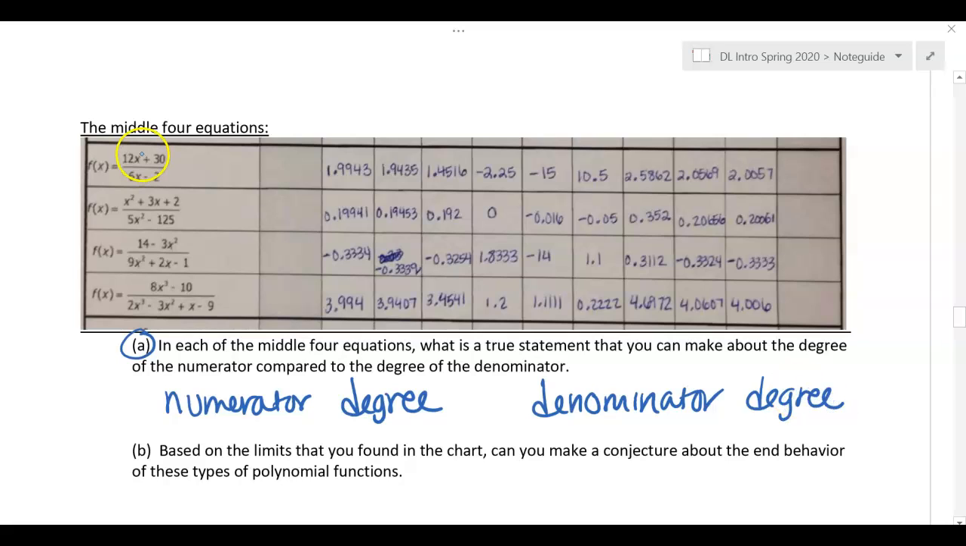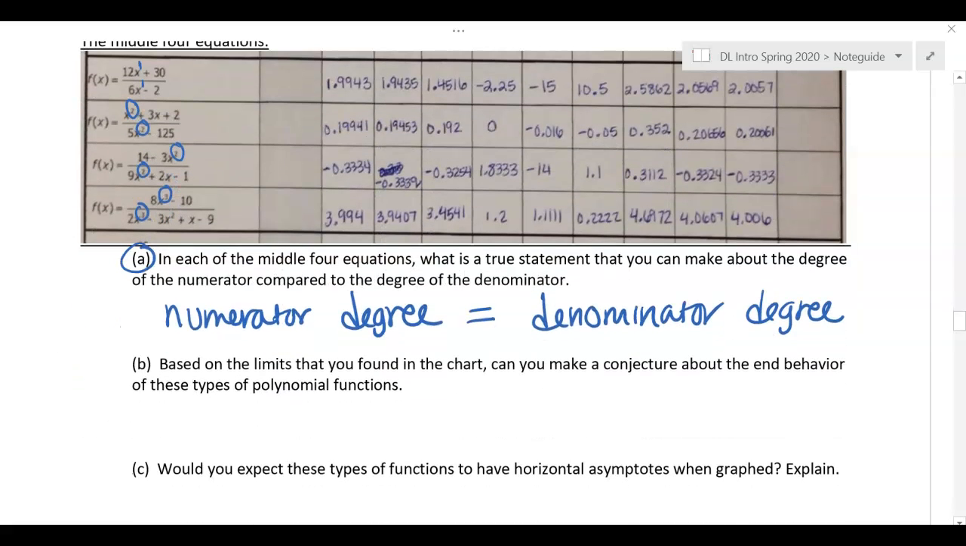In the first function, they both have a degree of 1. In the second function, they both have a degree of 2. In the third function, they both have a degree of 2. And in the fourth function, they both have a degree of 3. So the equations that we're looking at here have equal values in the degree of the numerator and the degree of the denominator. Now we're going to look at the end behaviors in the chart.